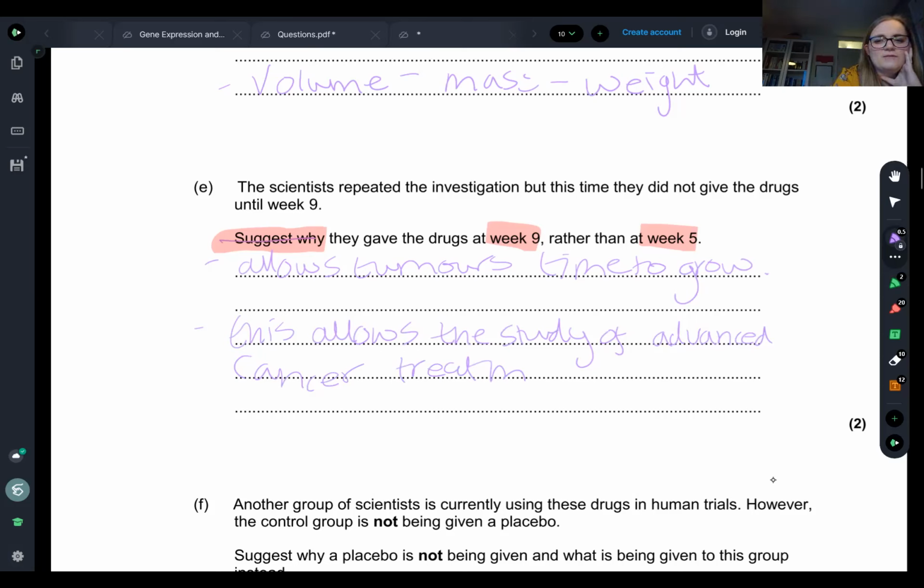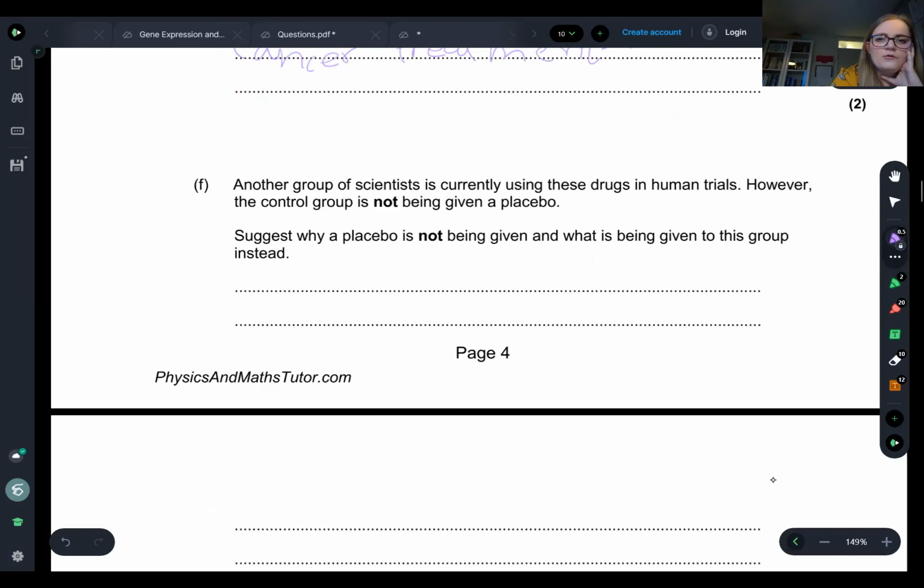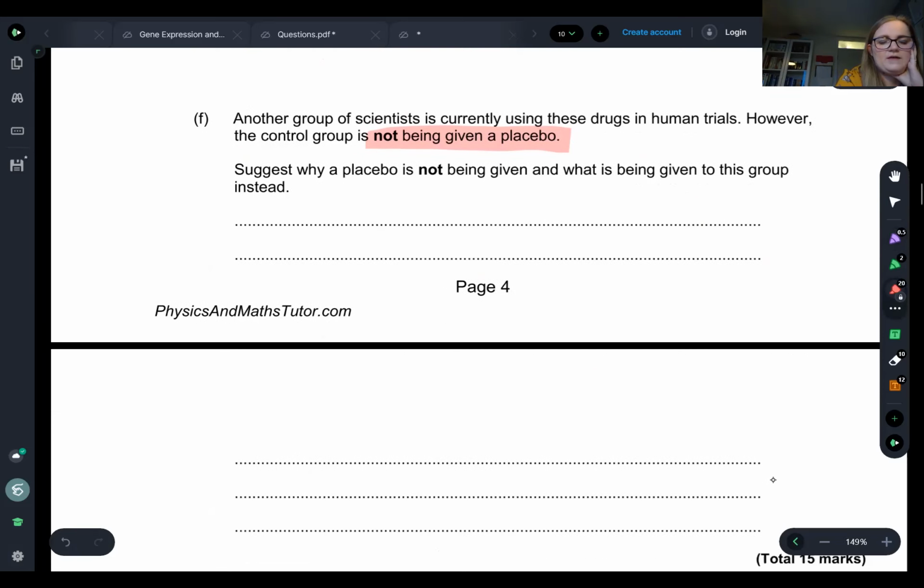Yep. Advanced cancer treatment. So another group of scientists is currently using these drugs in human trials. However, the control group is not being given a placebo. Suggest why placebo is not given and what is best to give this group instead.